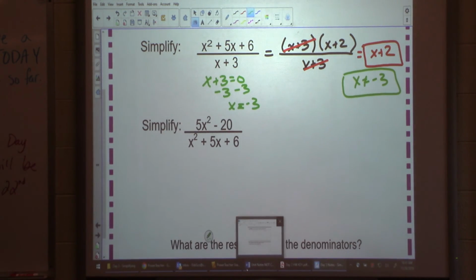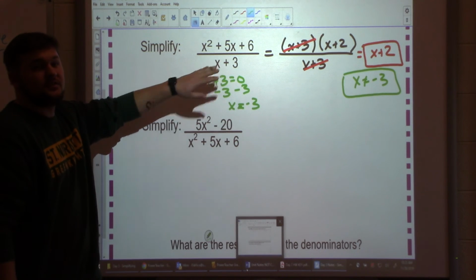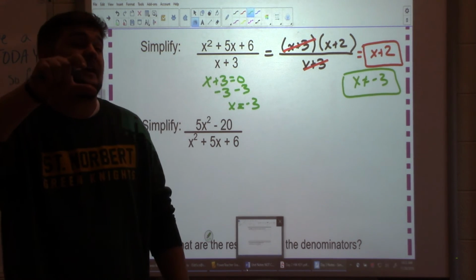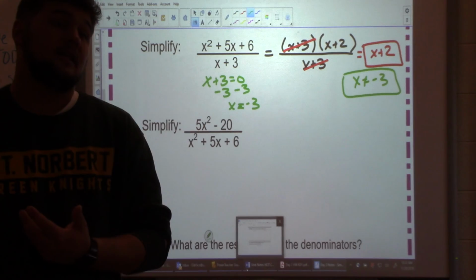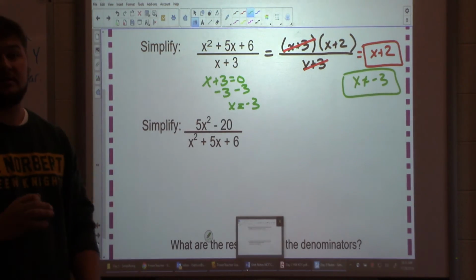Yes, Ms. Baker? How do you know which one to take the restrictions on? We are always taking the restrictions of the denominator. That's it. Because if you plug in your calculator, you do 0 divided by 5, you get 0. That's fine. We just can't divide by 0. So it's always the denominator.